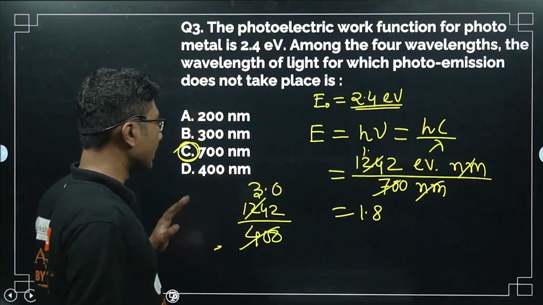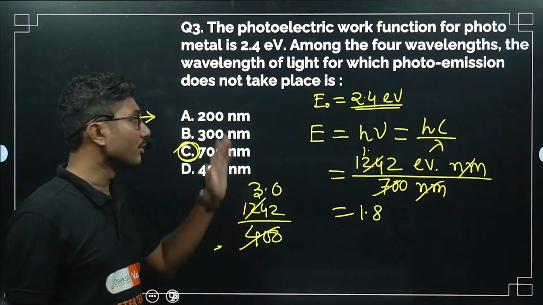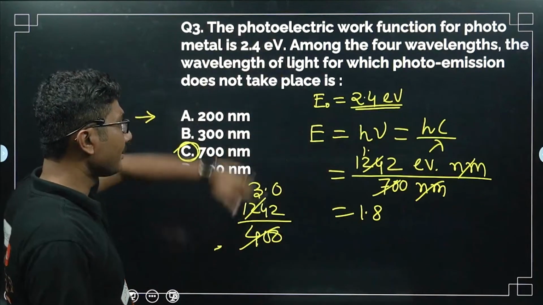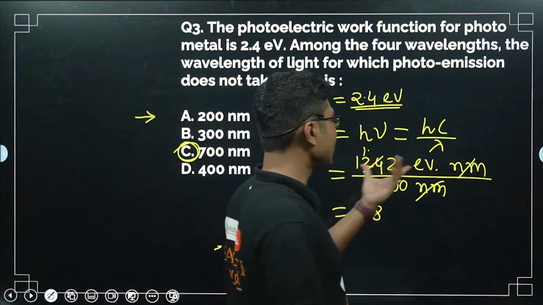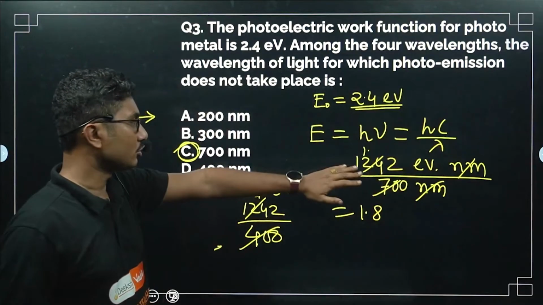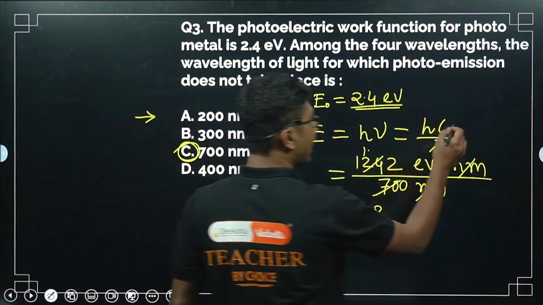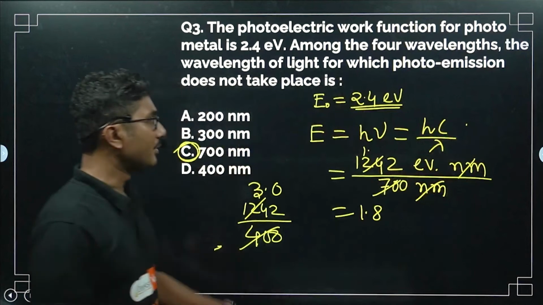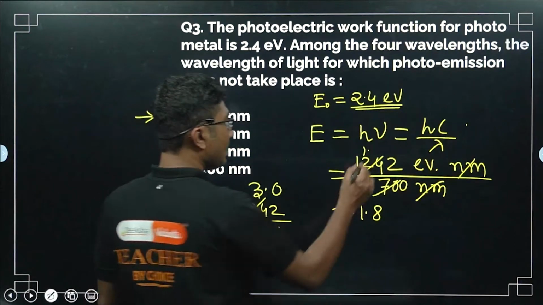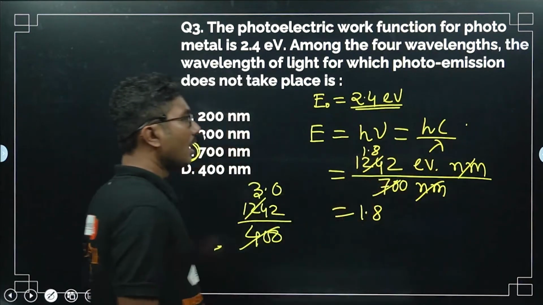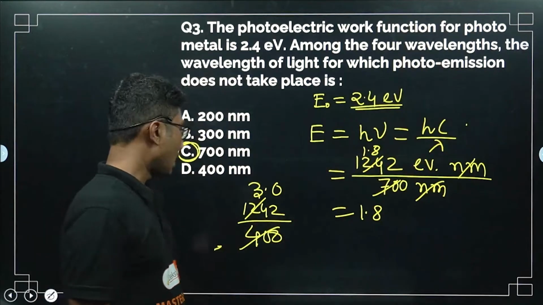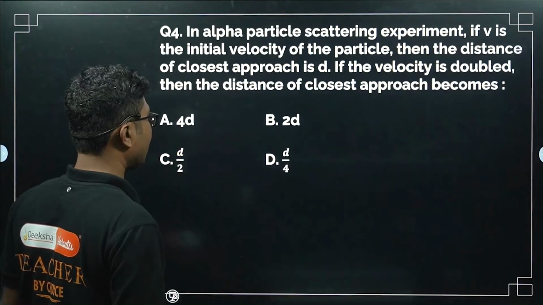This is a logical reasoning question. You don't need to do the mathematics, but in some cases maybe you have to. For that I am giving you the shortcut method: the value of hc is very important when you are writing a competitive exam. So in that case you have to use this value 1242. You have to remember that value.